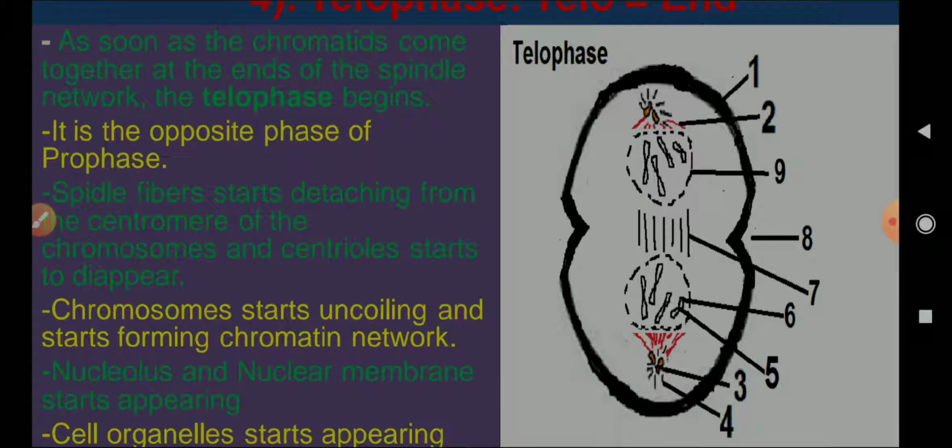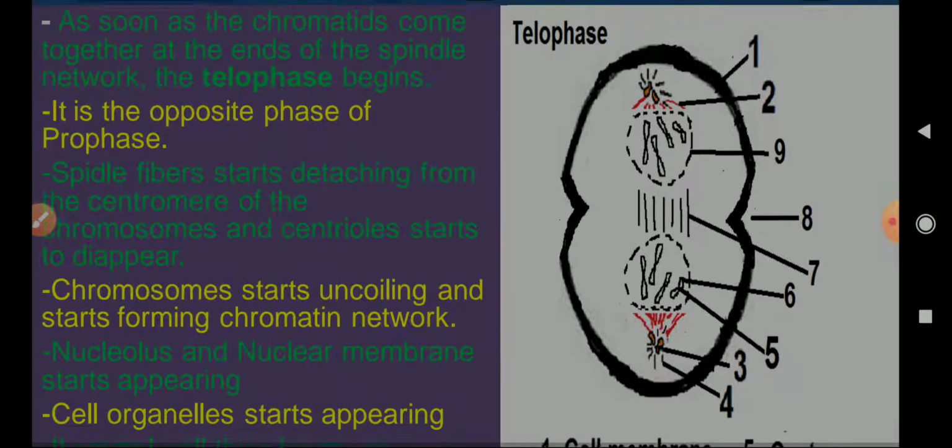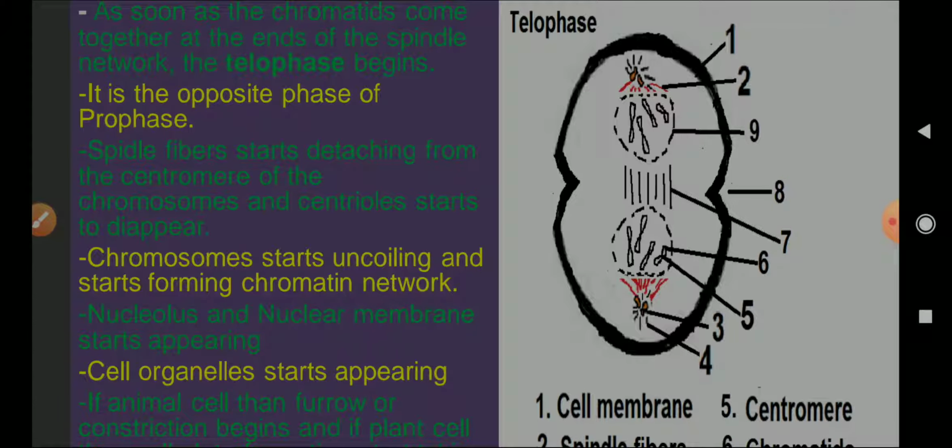In prophase, everything was disappearing. Here it starts appearing. Spindle fiber starts detaching from the centromere, and the centriole starts disappearing. Chromosome starts uncoiling and forms a chromatin network. So here again it is going back to its original condition from where it started. It is going back to the cell which was entering into the prophase. In the prophase, when the cell was entering, at that time it was fully developed with all the cell organelles. Centrioles were appearing, spindle fiber formation was taking place.